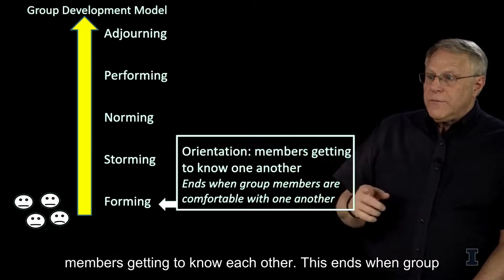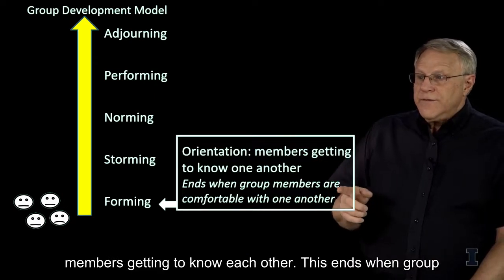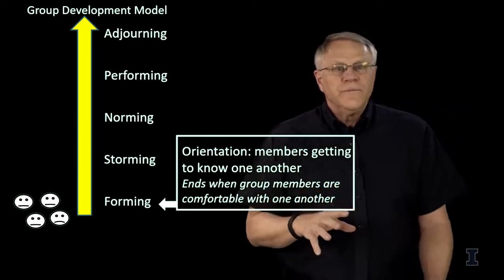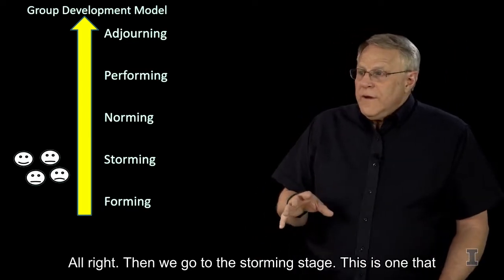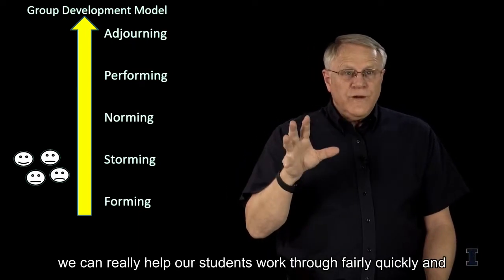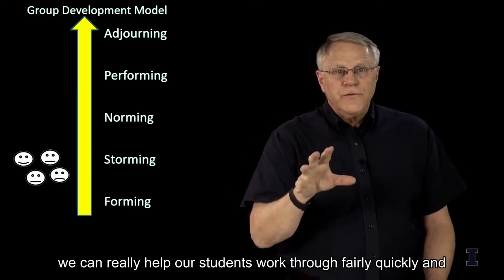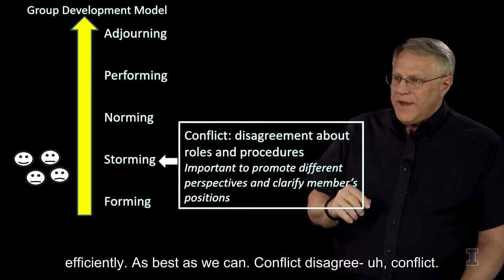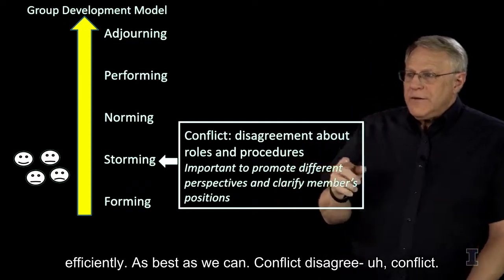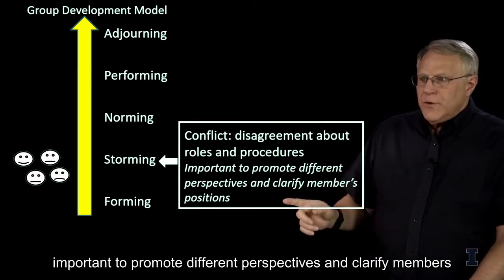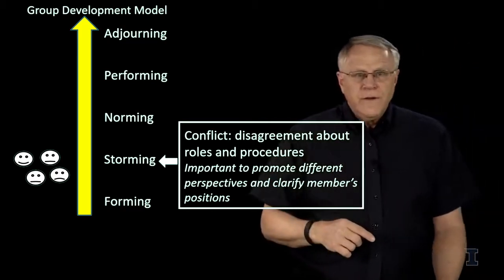So orientation, members getting to know each other. This ends when group members are comfortable with one another. So just comfortable. All right. Then we go to the storming stage. This is one that we can really help our students work through fairly quickly and efficiently, or as best as we can. Conflict. There are disagreements about roles and procedures. It's important to promote different perspectives and clarify members' positions.